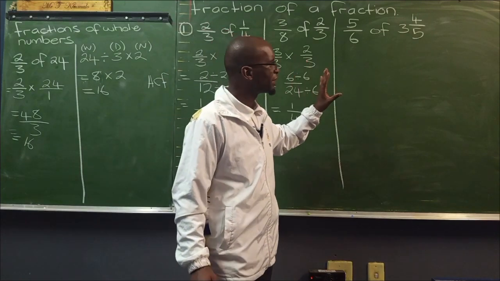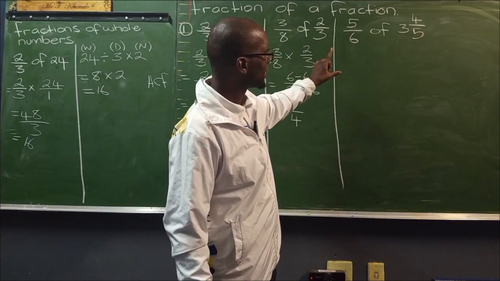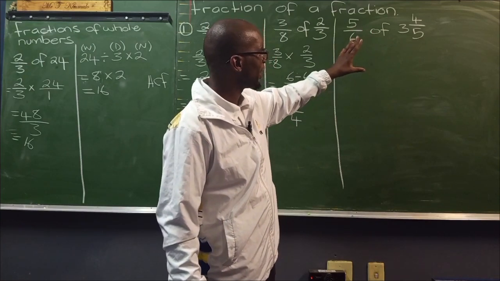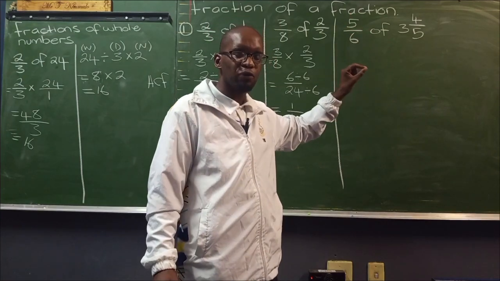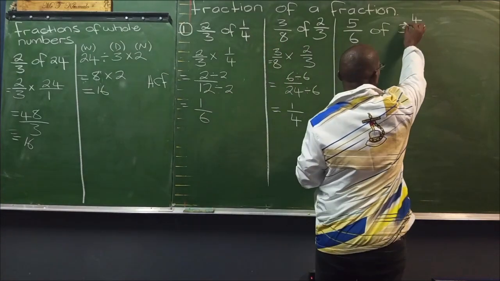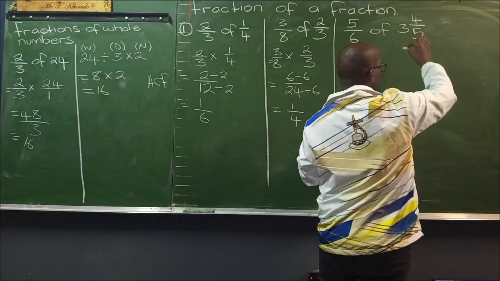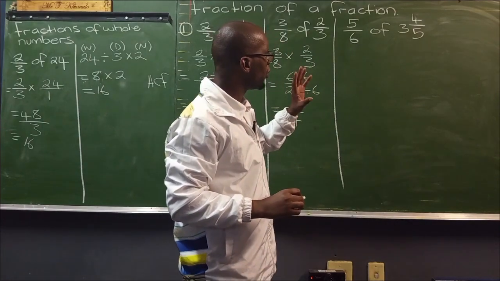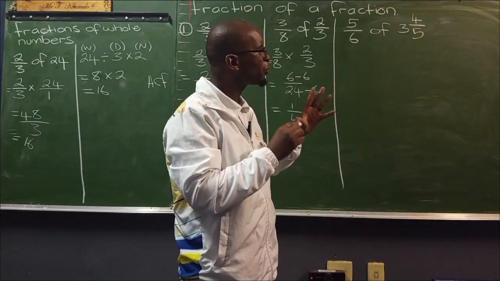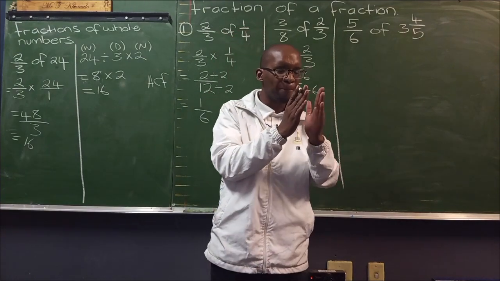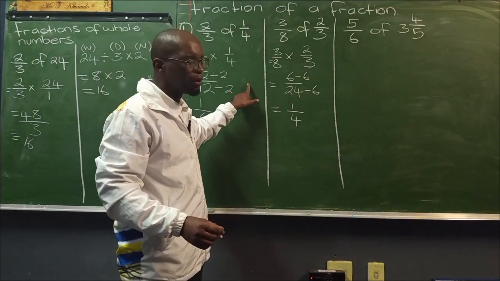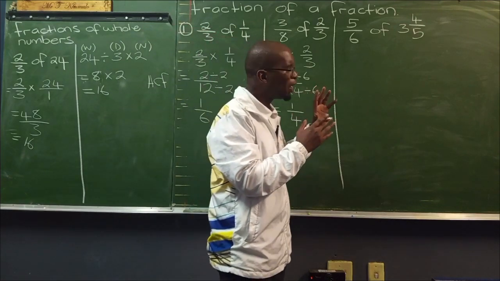Now the last one over here, we have a fraction and a fraction, but this particular one is called a mixed number. So we have 3 and 4 over 5, which is a mixed number. A mixed number is a combination of a whole number and a fraction. So before we go ahead with our calculation, because now we have a mixed number, we have to think of converting our mixed number to an improper fraction, and then we can apply our rules over here. So how do we do that?